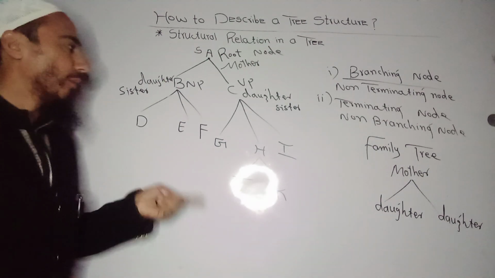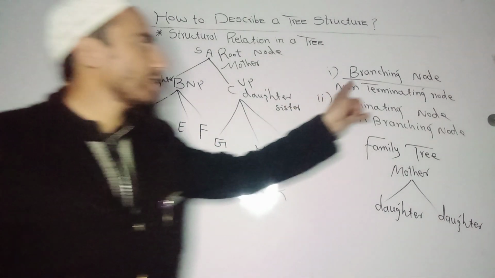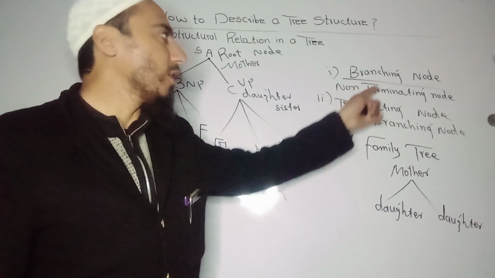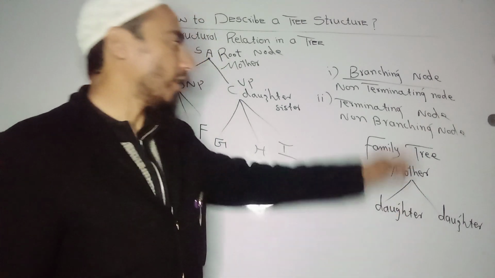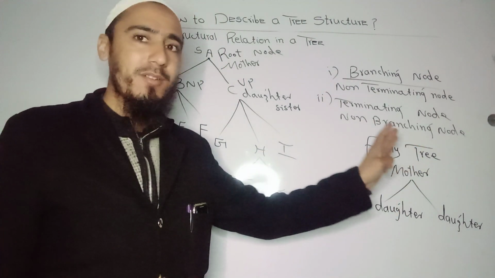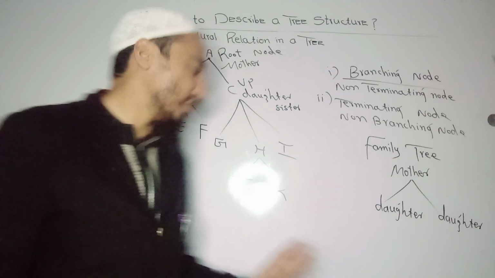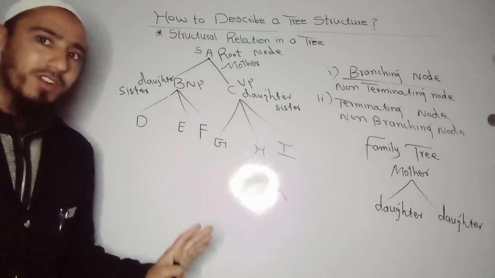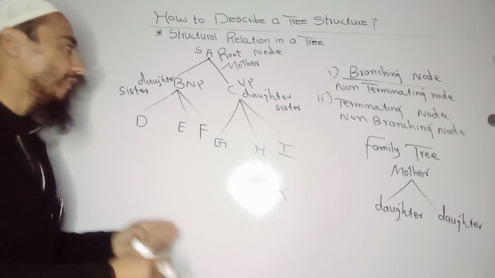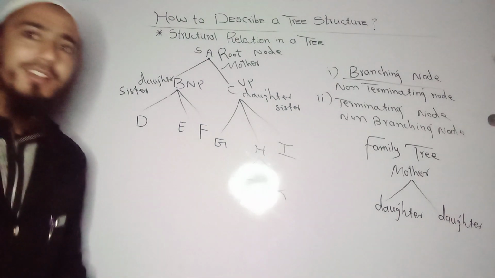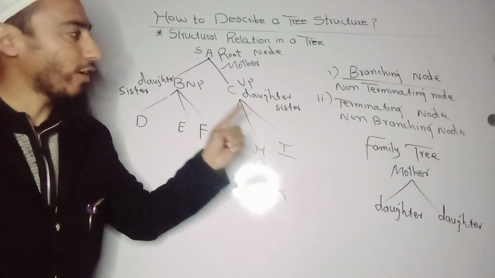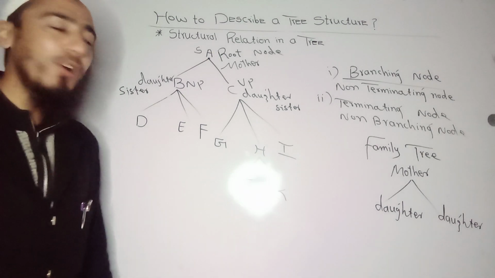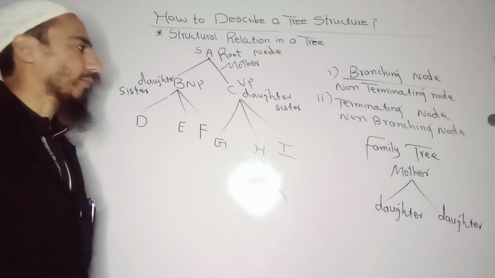So a node which has daughters, which kind of node do we call it? We call it a branching node. We call it a non-terminating node. But a node which does not have any daughter, you see this D, this E and F, they do not have any daughter. They are in the form of a set. So which type of node do we call it? We call it a non-branching node or terminating node.